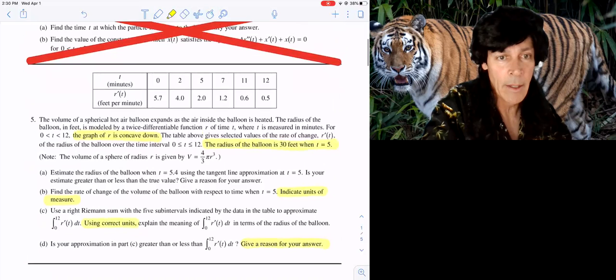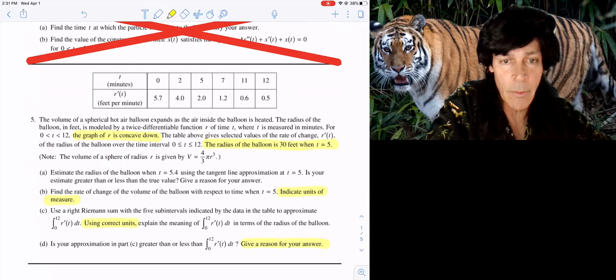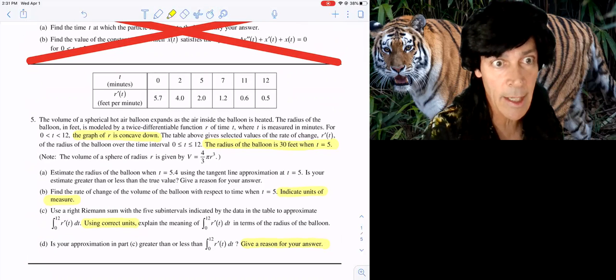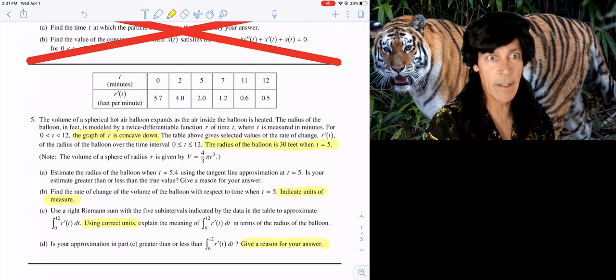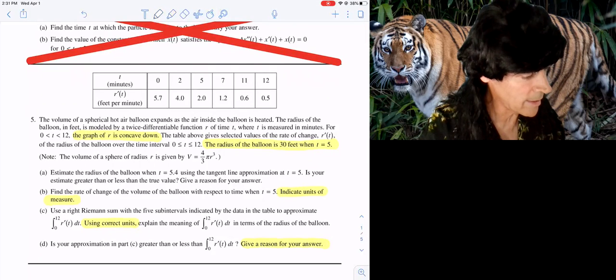All right, so let's look at part A. Estimate the radius of the balloon when t equals 5.4 using the tangent line approximation at t equals 5. Well, first thing we got to do is come up with that tangent line approximation. Never done that before, have we? Only about 1,000,000 times. All right, tangent line approximation.